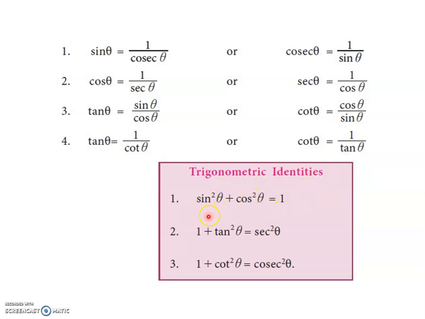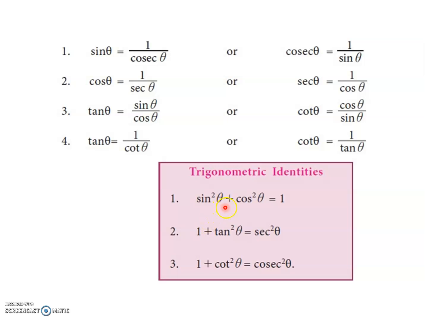Trigonometric identities. Sin square theta plus cos square theta is equal to 1. 1 plus tan square theta is equal to sec square of theta. 1 plus cot square theta is equal to cosec square of theta. So in this way, we must remember all the fundamental relations between the ratios and our trigonometric identities.